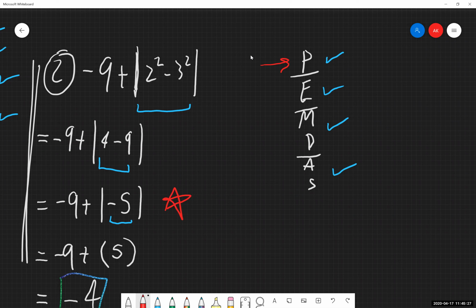Okay? And again, I cannot emphasize that enough because it's a very, very common error that occurs when people are going through and using the simplification process with an absolute value sign in there. Okay?